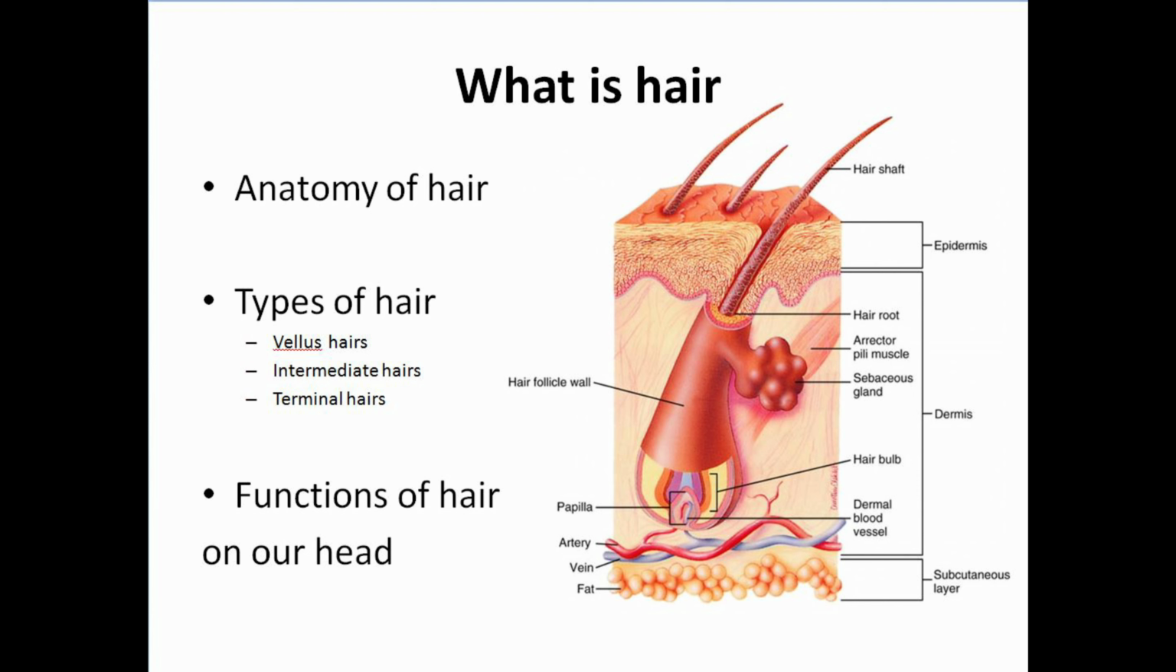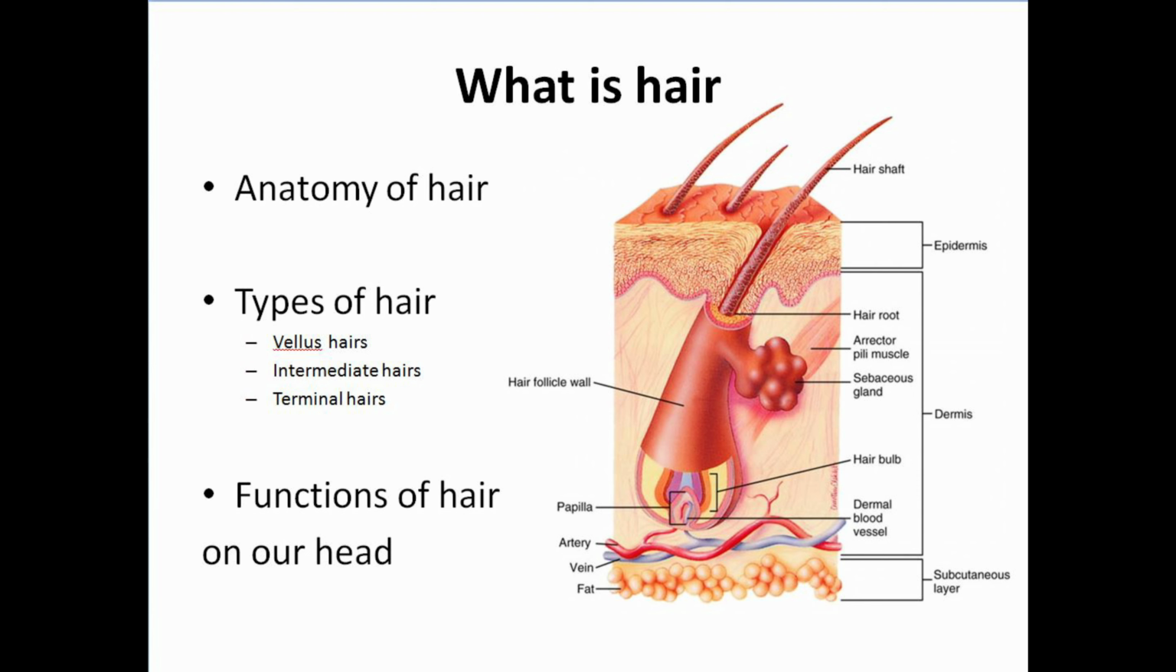This is a diagram of the hair anatomy. On top we have the hair shaft. Below the hair shaft is the epidermis. Below the epidermis is the dermis, which contains the hair root, erector pili muscle, sebaceous gland, hair follicle wall, hair bulb, dermal blood vessel, papillae, arteries, and vein. Below the dermis is the subcutaneous layer, which has fat.